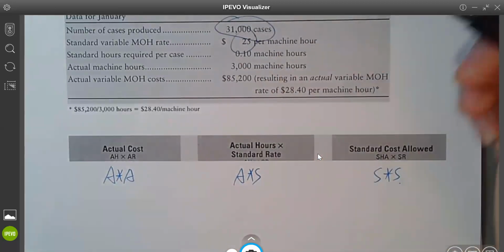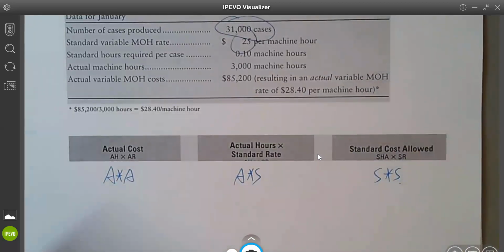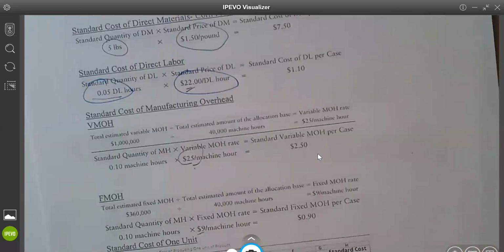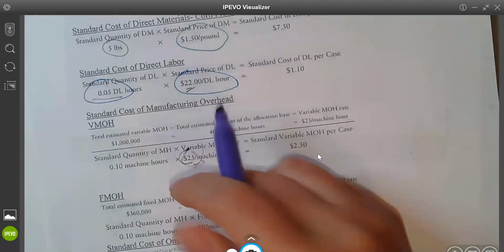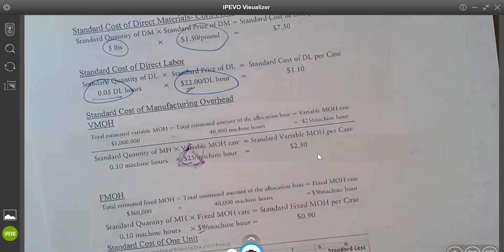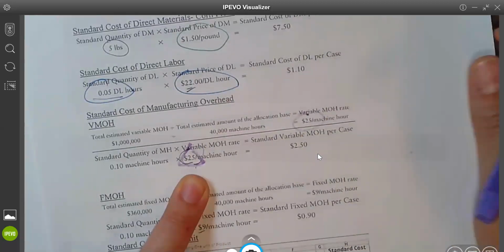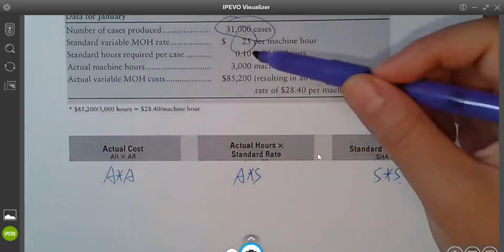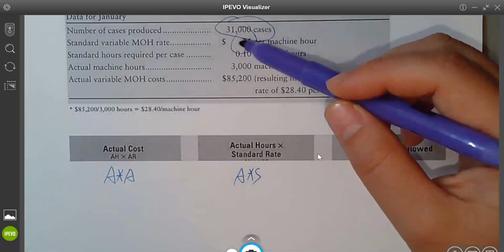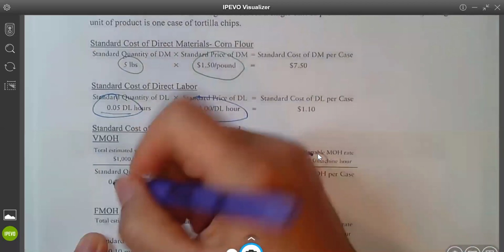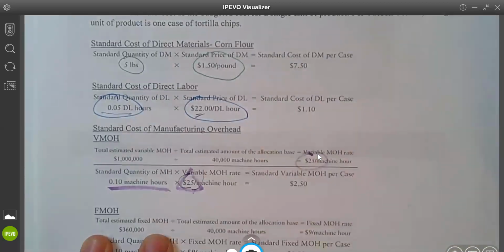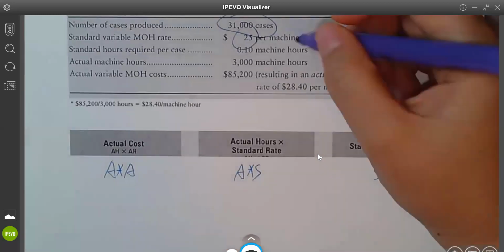You said, how do I get this number? You got this number from our standard cost. It's kind of like the menu, right? From our standard cost it is $25 per machine hour. And then we said the standard is 0.1 hour. So this is your standard.